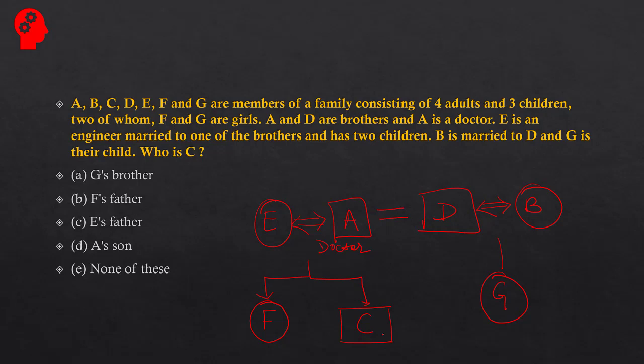Who is C? Can we say C is G's brother? No, because they have different sets of parents. F's father? Definitely not. E's father? No. A's son? Yes. C is A's son and we have clarity on C's gender as well because it's been given in the question. There are 3 children, out of them 2 are girls. That means making the third one the boy.